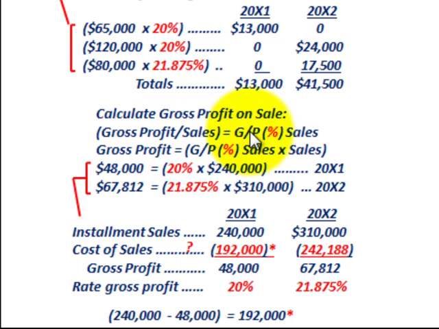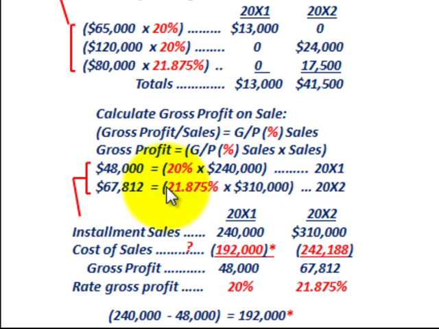That's going to give your gross profit as a percentage of sales. So to calculate our total gross profit on this sale, let's look at what we've done here. For the first year, 20X1, our gross profit as a percentage of sales that we recalculated at 20% times the $240,000 of installment sales in 20X1 is going to give us our total gross profit on that sale of $48,000. And then the same here for year 20X2.